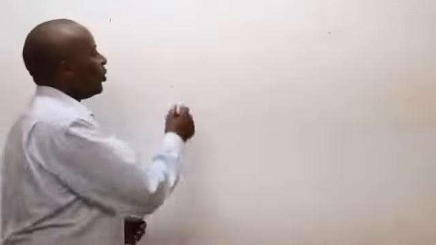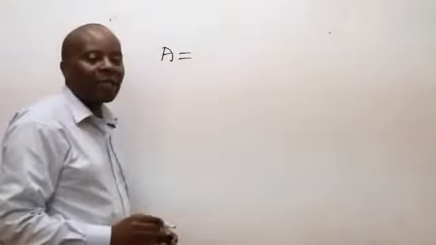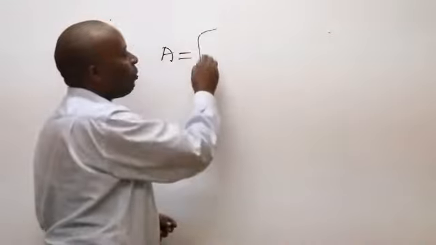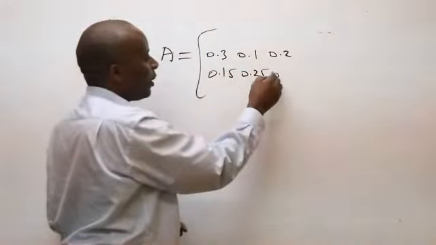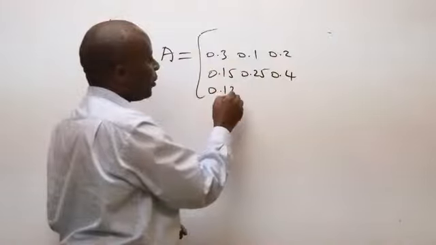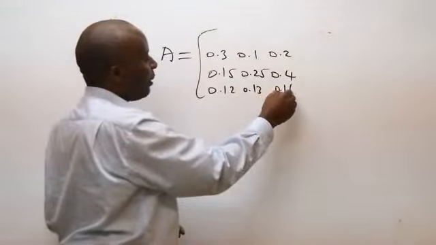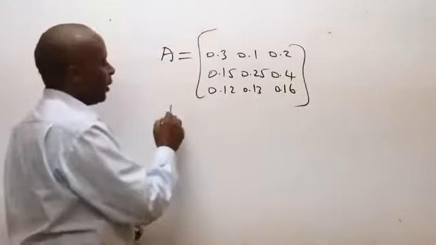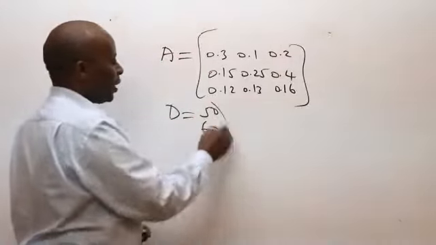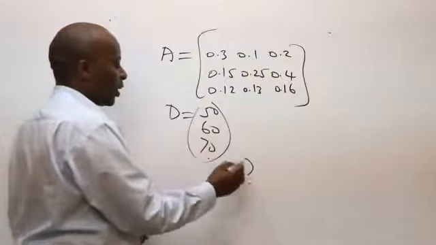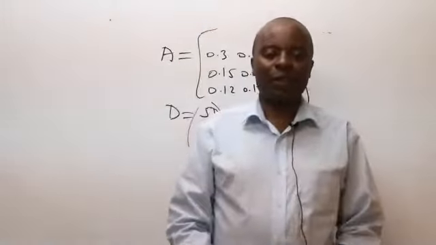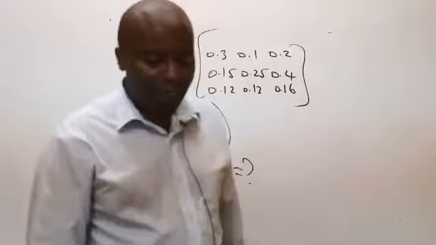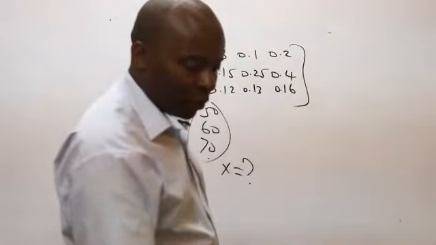If I was to be given a chance to set this exam of yours of August 30th, I'll come and give you a three sector thing. I'll give you A with entries like 0.3, 0.1, 0.2, 0.15, 0.25, 0.4, and so on. And then I'll give you D of say 50, 60, 70, and I'll ask you to get us the total output.